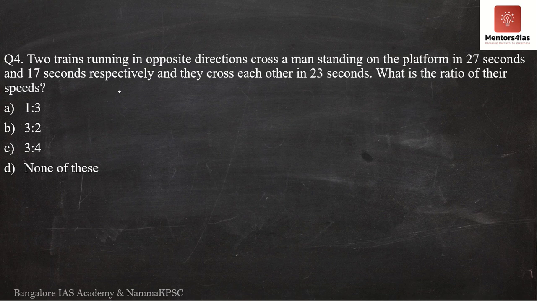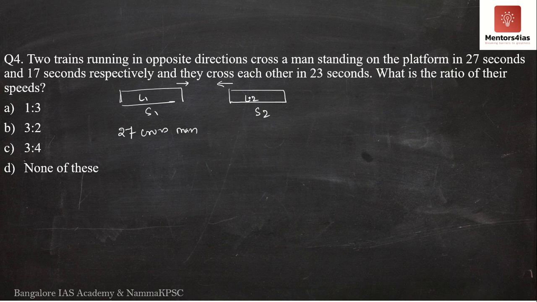So what the question is saying is that there are two trains of length L1 and length L2 moving at speeds S1 and S2. I'm assuming the lengths to be L1 and L2 and the speeds to be S1 and S2. Both the trains are moving in opposite directions. The first train takes 27 seconds to cross a man standing on the platform, whereas the second train takes 17 seconds to cross a man standing on a platform.